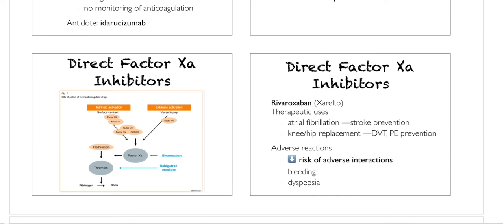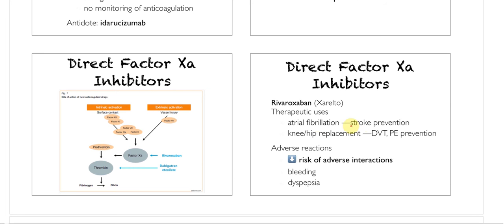So rivaroxaban affects factor 10A. By blocking factor 10A, we prevent prothrombin from being converted into thrombin. So we had fibrin earlier on being able to be blocked itself. Then we went up one step to block thrombin. Now we're going up one step further to block factor 10A directly. So again, this is very, very similar to dabigatran.